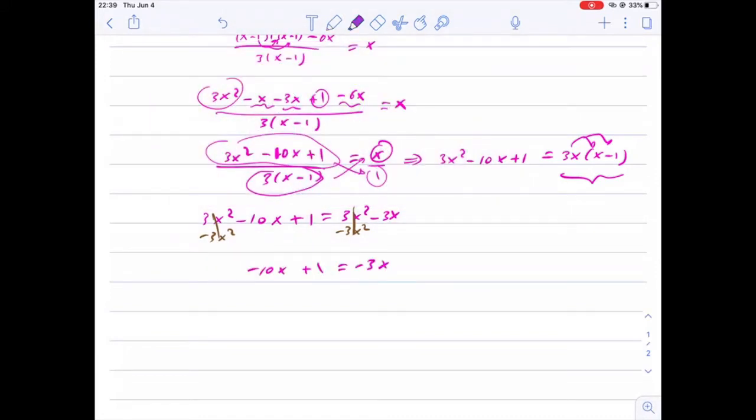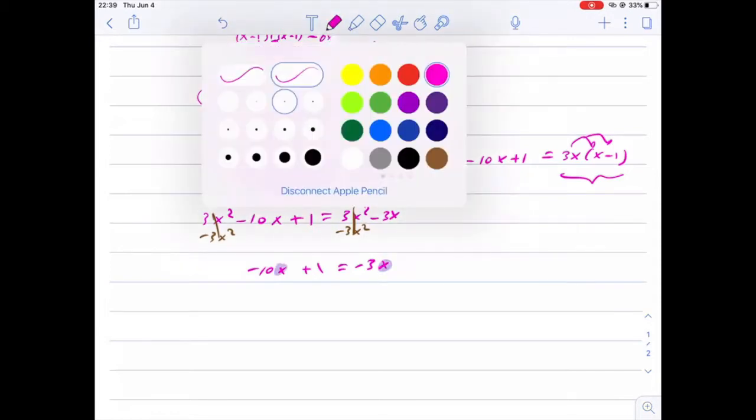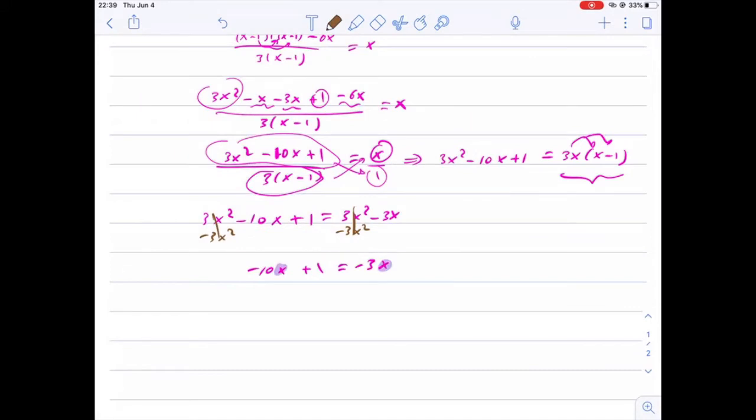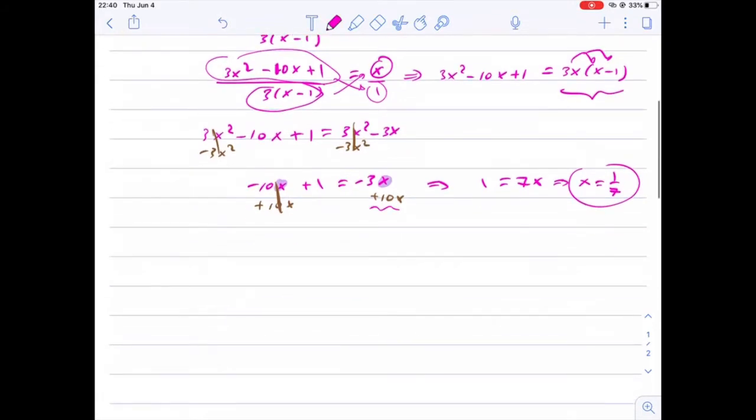Now we have x on the left-hand side, x on the right-hand side, so we need to group them. So what is the smaller one? The smaller one is negative 10x, so we add 10x to both sides. This gives us 1 equals 7x because negative 3x plus 10x is 7x. And then we divide both sides by the coefficient of x. We get x equals 1/7. That's the solution. Now let's do another problem.